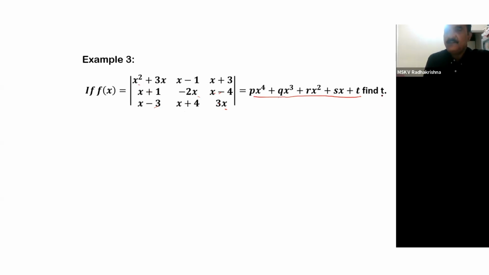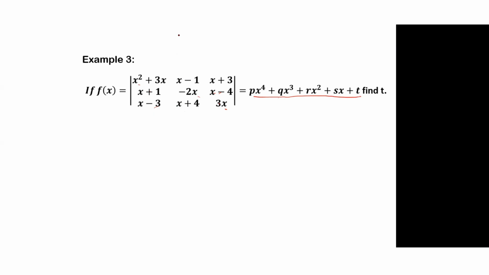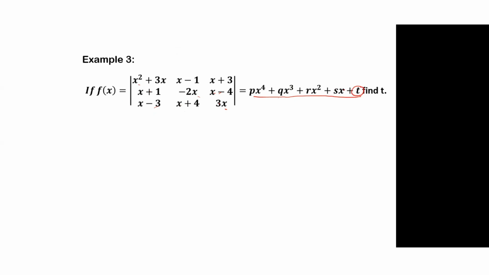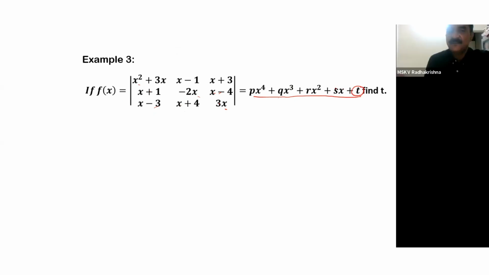Then find the value of t. Here, do you need to calculate the determinant completely? Sarath, No, sir, just equalizing some quantities. How do you equalize? I want t. By solving first term of the determinant. First, how the first term? What is the first term?